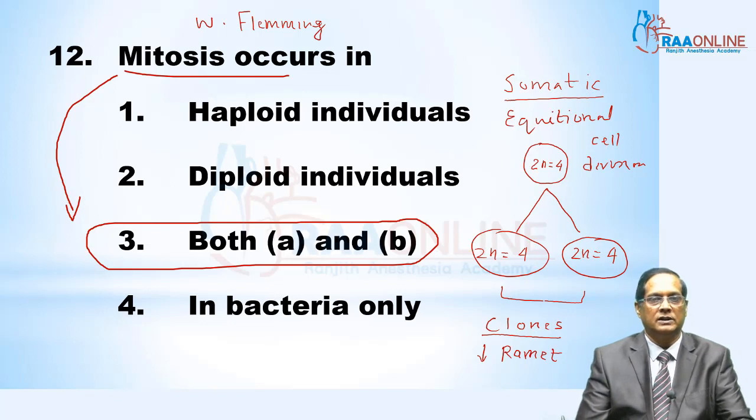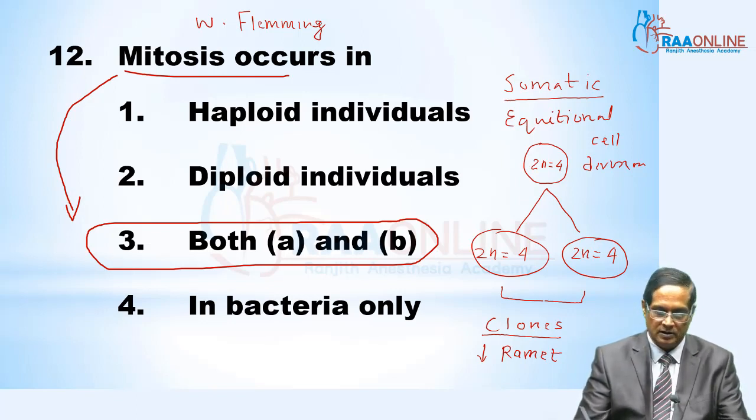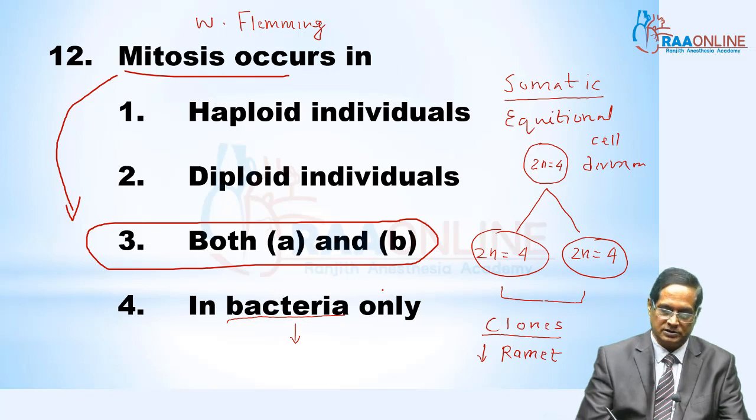W. Fleming gave the term mitosis. Bacteria is actually prokaryote, so a bacterial cell does not perform mitosis, or even meiosis. There is a specific division associated with the prokaryotic cell, that is amitosis.